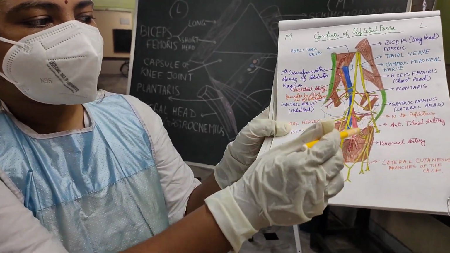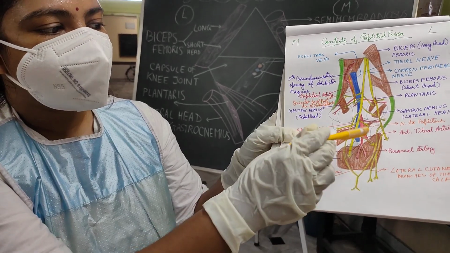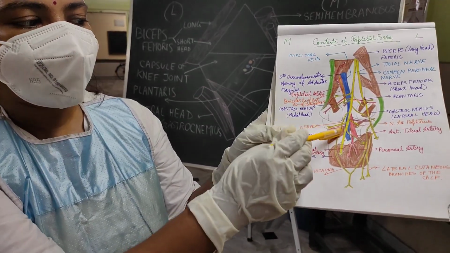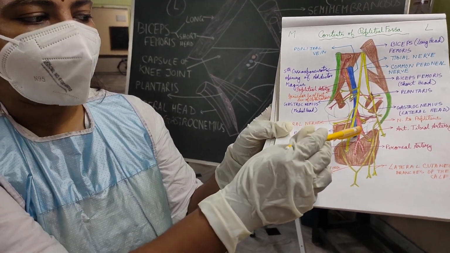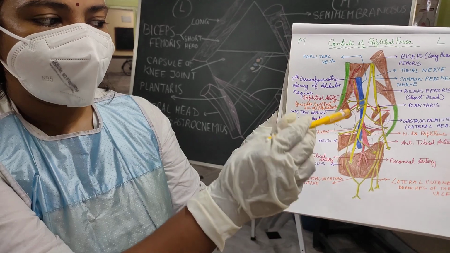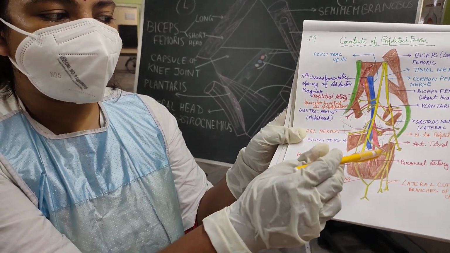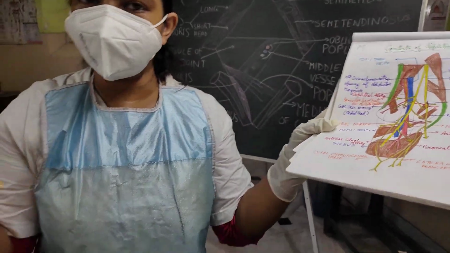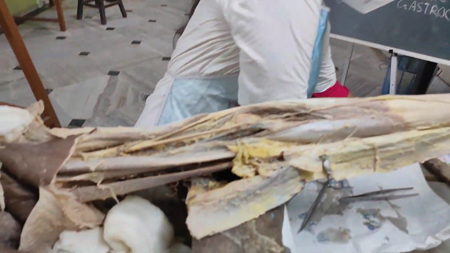This popliteal artery will run up to the lower border of the popliteus, where it will divide into the anterior tibial artery and posterior tibial artery. This posterior tibial artery will give rise to the peroneal artery. Now let us see the structures again in the cadaver.